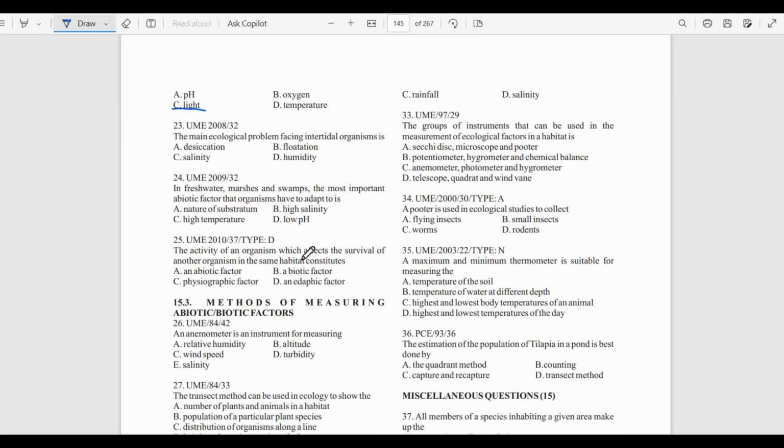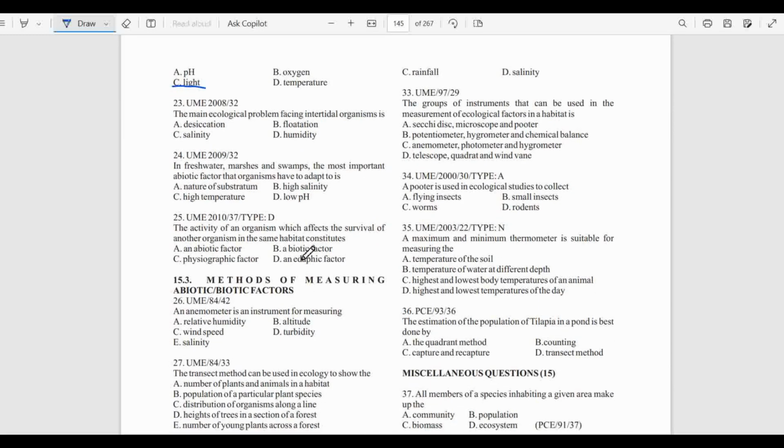Question 23. The main ecological problem facing intertidal organisms. Remember intertidal, what affects them the most will be wave, right? We mentioned wave in the last question related to this. But look at the options to this question 23. So intertidal organisms, remember, they are very exposed to the wave. So the main problem of intertidal organism would be the exposure and the resulting drying out when the tide reduces.